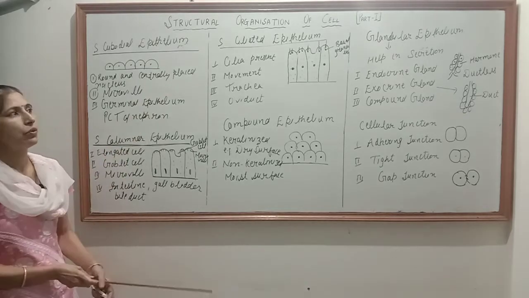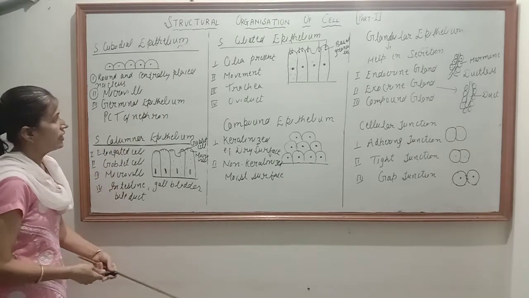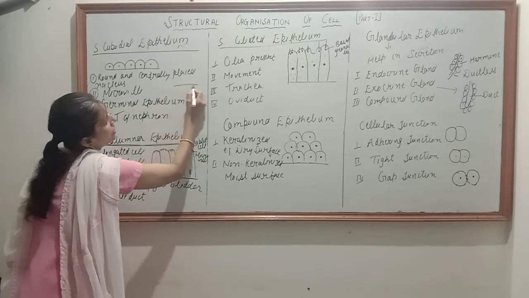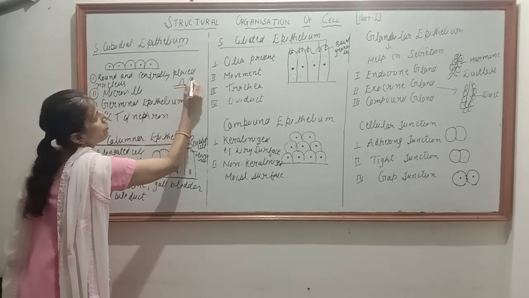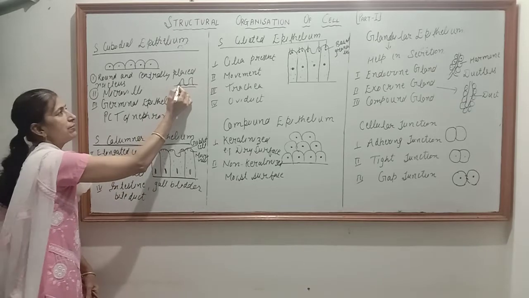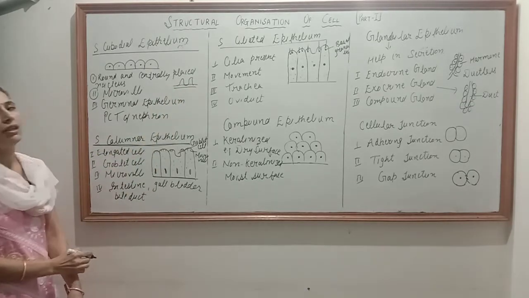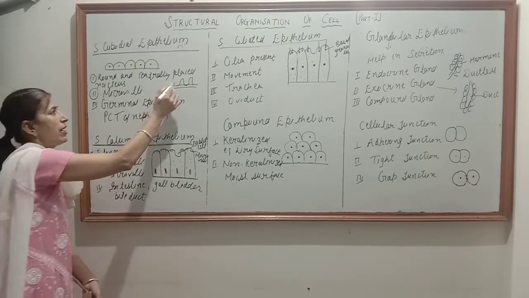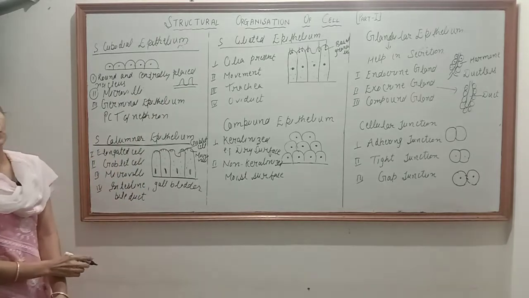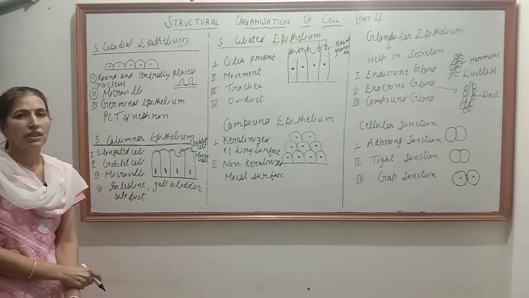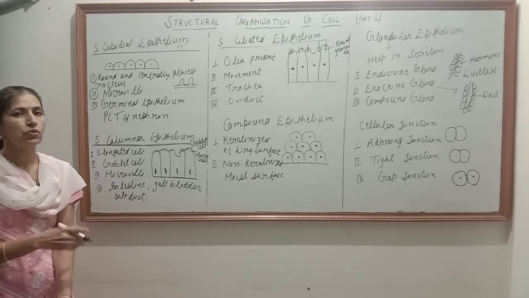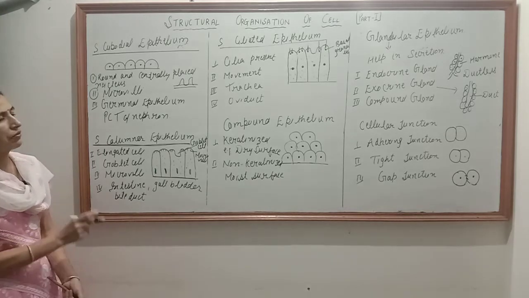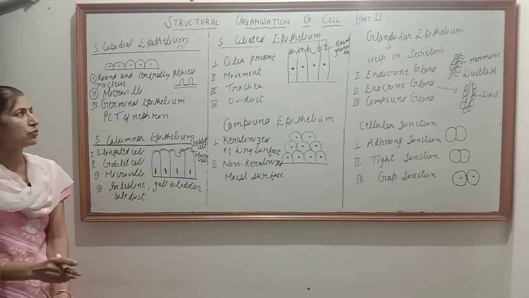Now what are microvilli? Suppose this is a simple tissue-like structure. This line has some projections, and these projections are known as microvilli. These microvilli help to increase the surface area. For example, in the intestine, absorption has to occur; the more the surface area, the more the absorption.